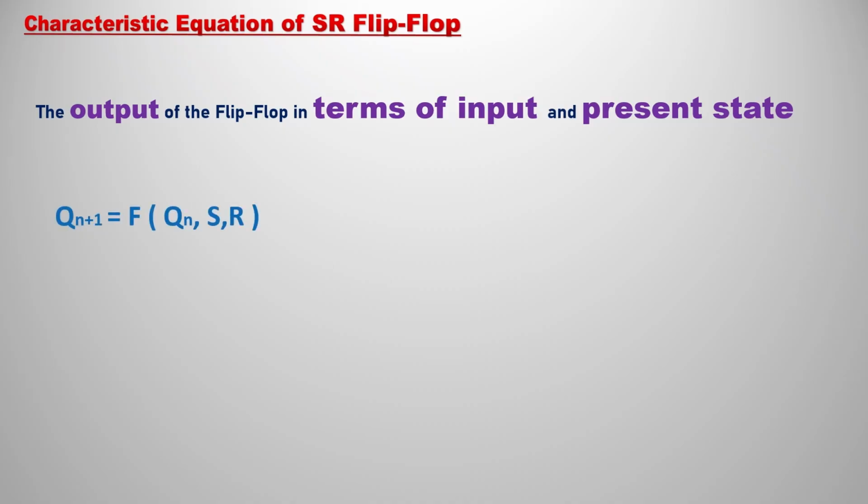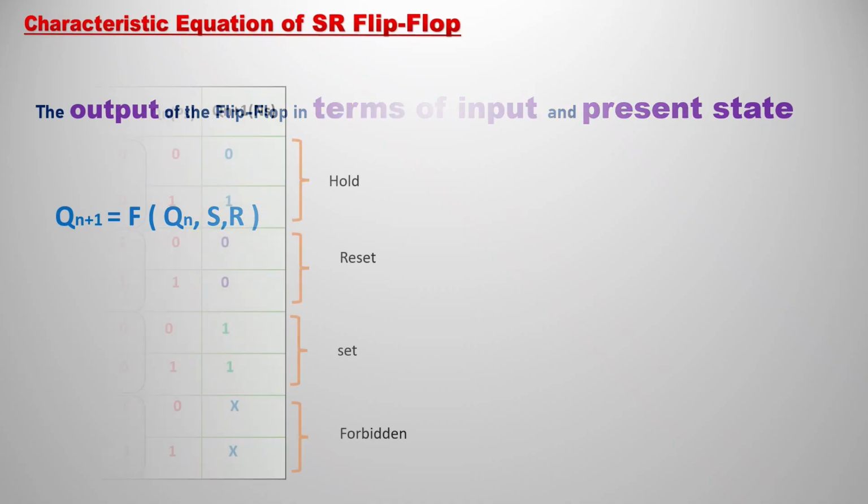After that, we are going to see the characteristic equation of the SR flip-flop. So what is meant by characteristic equation? Let us understand what is meant by that. It is the output of the flip-flop in terms of input and present state. So we are going to have an expression, that is Qn plus 1, the next state output, in terms of the present state and inputs S and R. How we have to obtain that function expression in terms of output expression. So let's see how to obtain the next state output expression in terms of the present state.